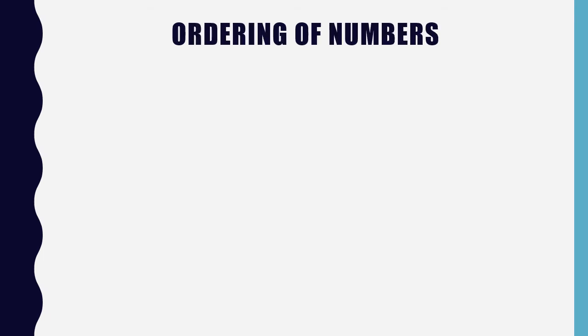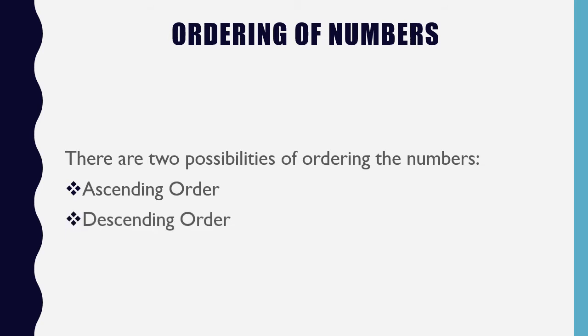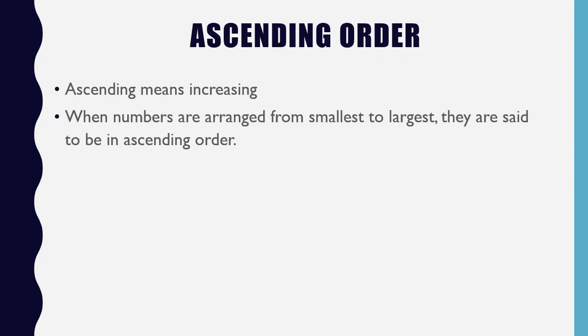Let's start off with our first topic, ordering of numbers. After practicing comparison of two numbers, you are now able to arrange many numbers in different orders. There are two possibilities of ordering the numbers. One is ascending order and the other one is descending order. Ascending order. Ascending means increasing. When numbers are arranged from smallest to the largest, they are said to be in ascending order.